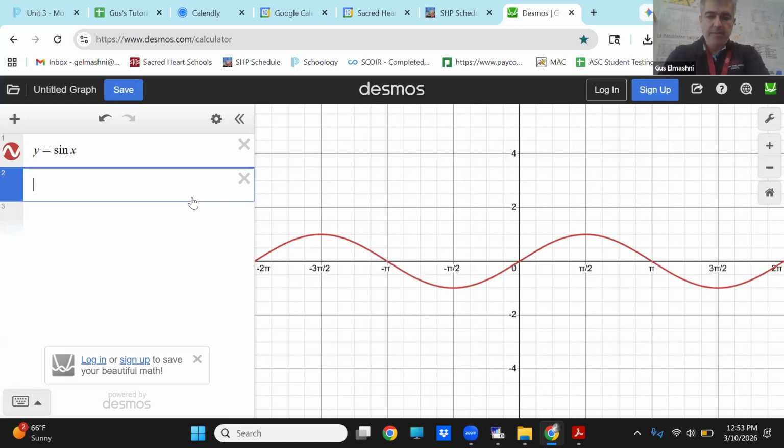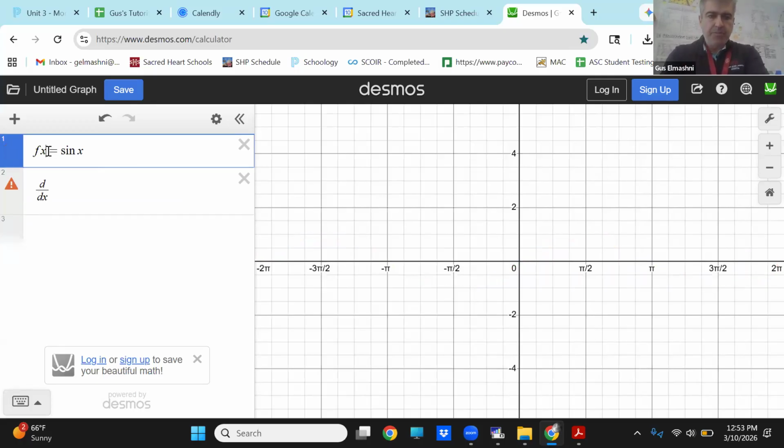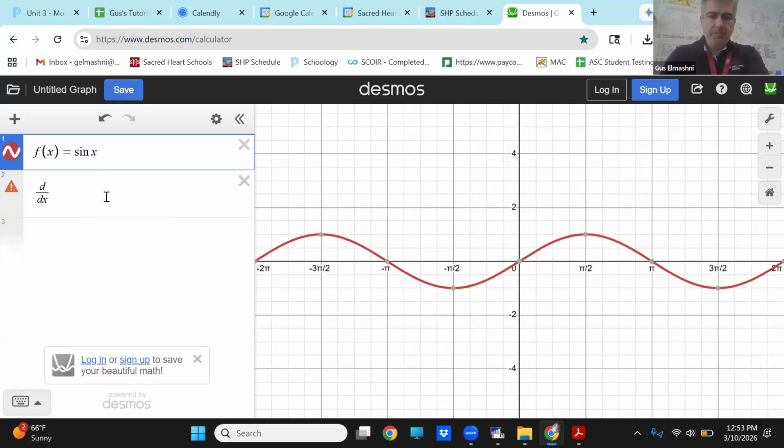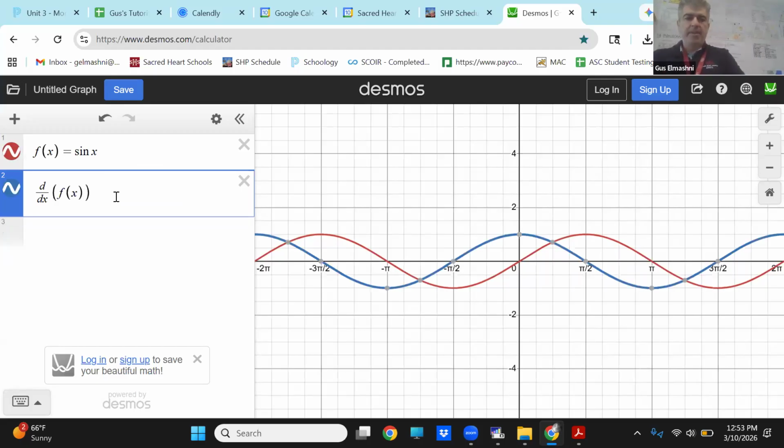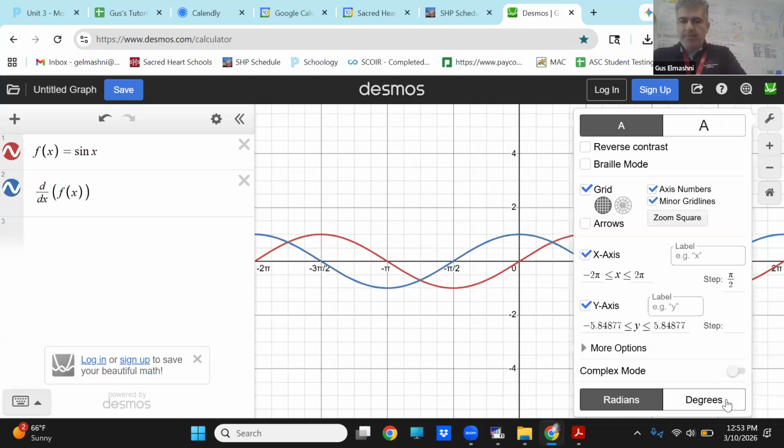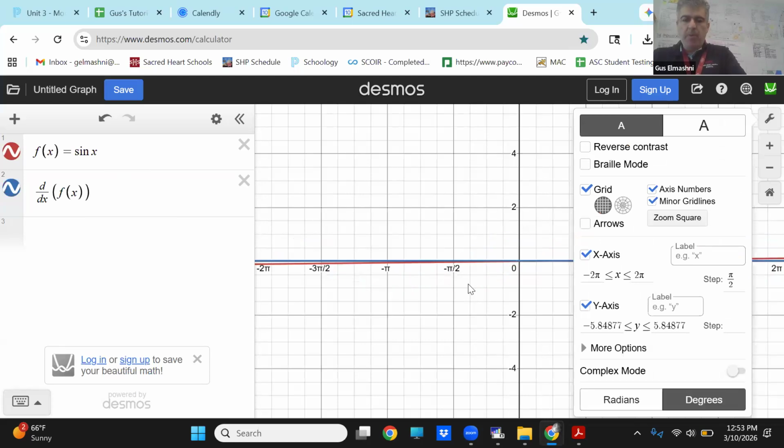we call this f of x. There we go. Desmos seems to like that better. So you have that, right? The blue curve. Now, what if I switch this to degrees? Something weird happens, right? Because it has to go from negative 360 to 360.